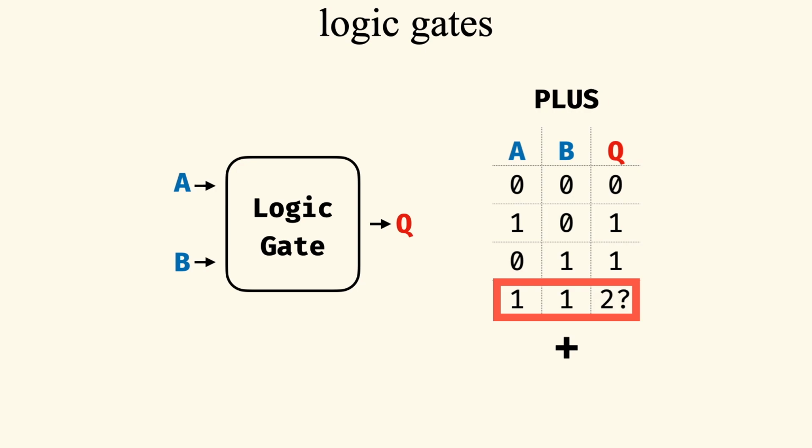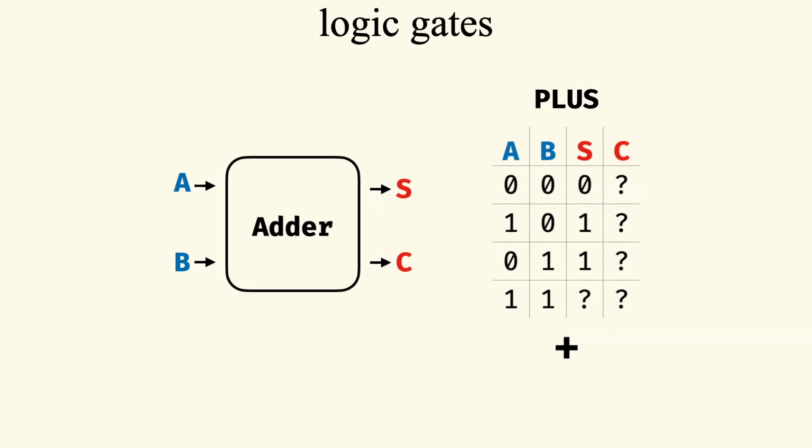To solve this, let's redefine our output Q as S for sum and add another output C for carry. Carry will be 0 for every output less than 2, but when we add 1 plus 1, let's output 0 for sum and 1 for carry to show that the circuit overflowed.